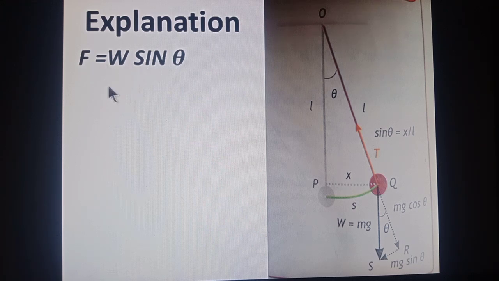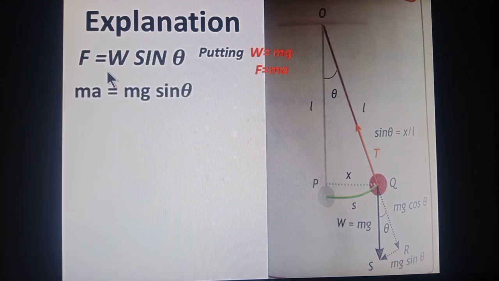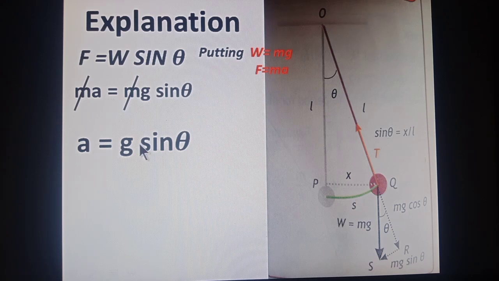Now from Newton's second law of motion, we know that F equals ma and W equals mg, where g is the acceleration due to gravity. Putting these values in the places of F and W, we get the equation ma equals mg sin theta. m will be cancelled on both sides and we are left with this equation, a equals g sin theta.